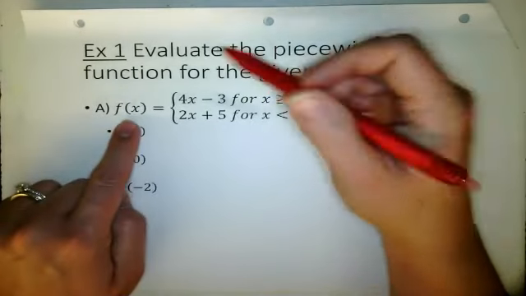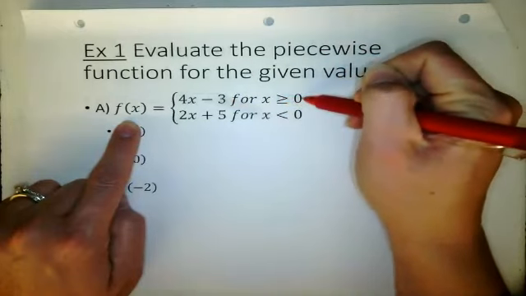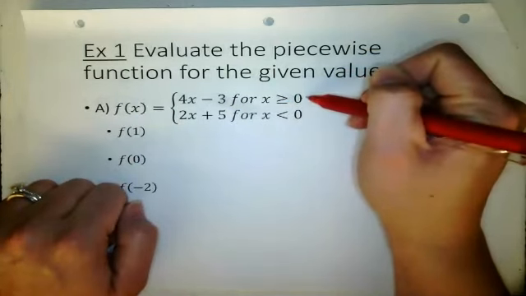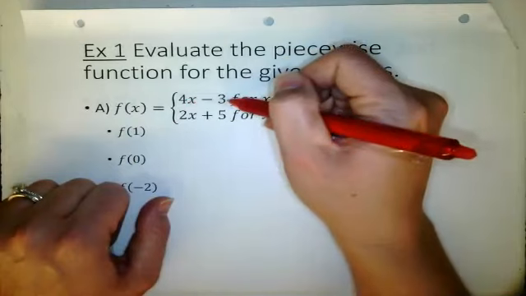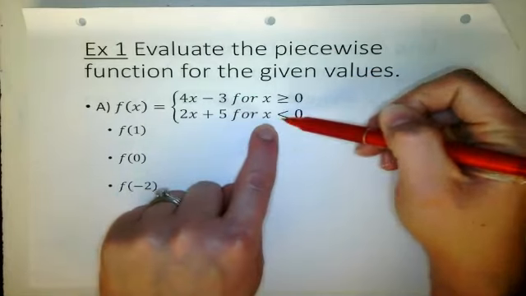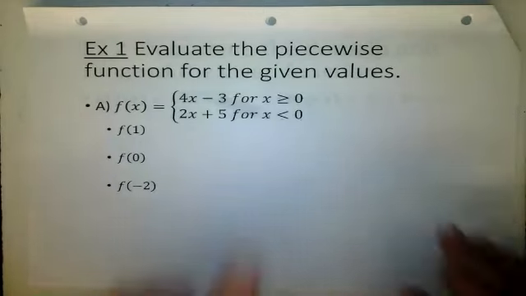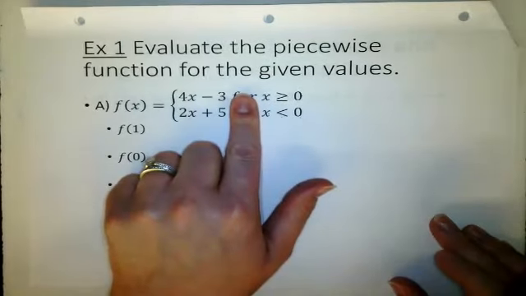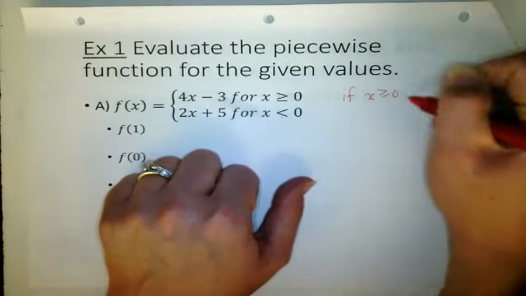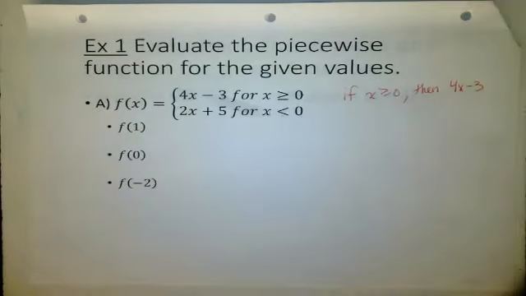It's telling you we have this function 4x minus 3 for x values greater than or equal to 0. Which means if you have an x value that's greater than or equal to 0, you're going to plug it into the top function. We use 2x plus 5 for x values less than 0. So it's a conditional statement. A lot of books leave out the word for. If you satisfy this condition, then you get to use 4x minus 3. Does that kind of make sense?